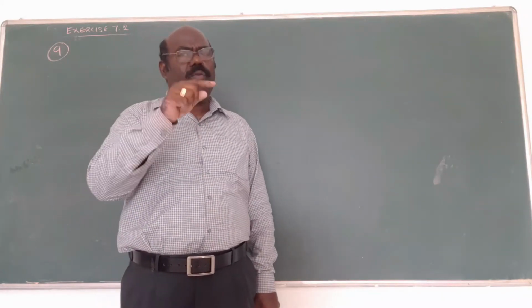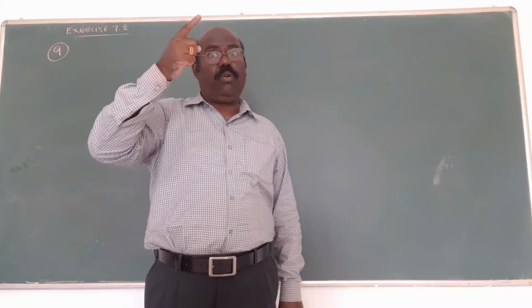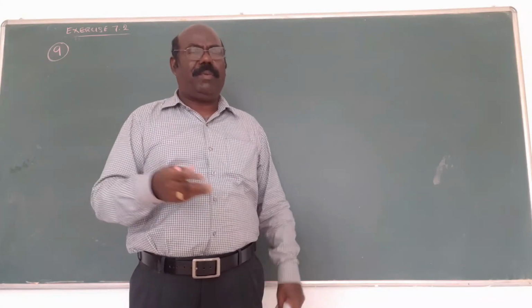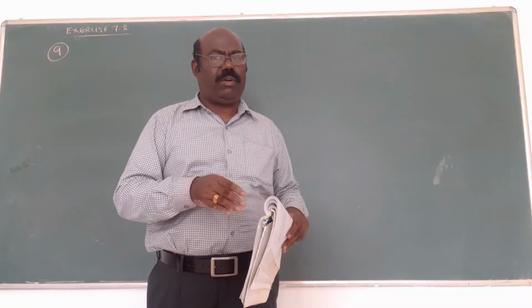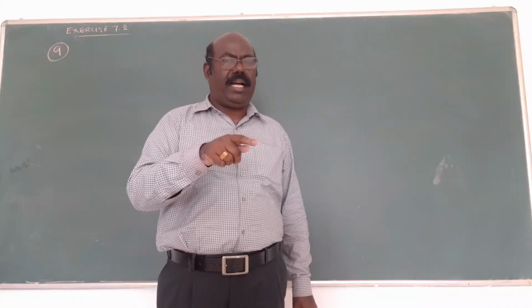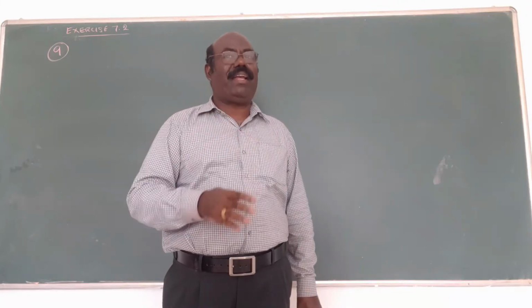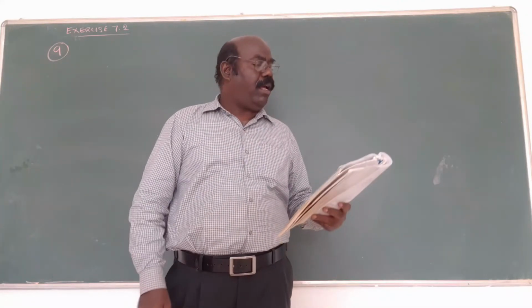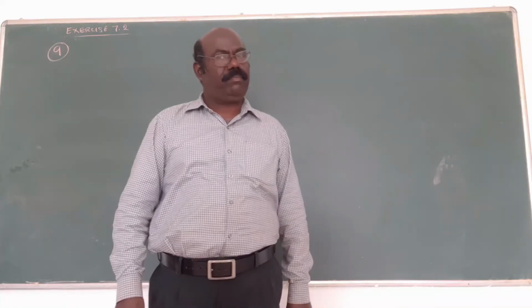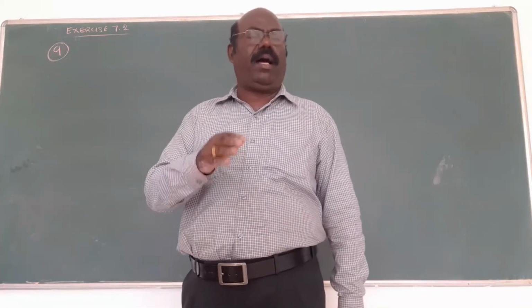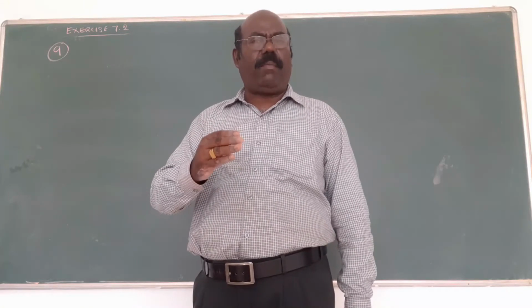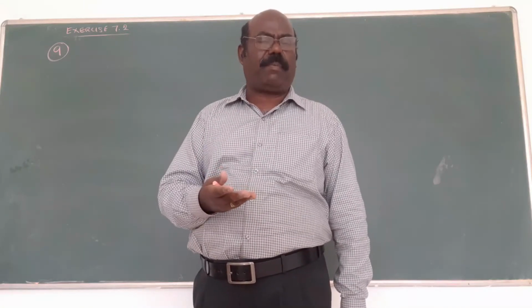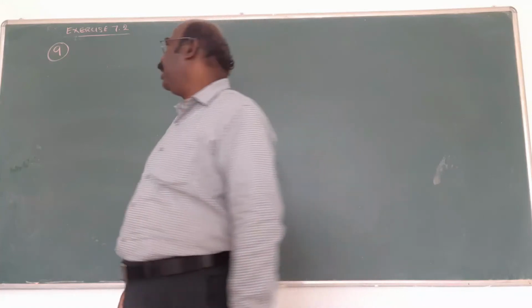What is the formula? 4 by 3 pi, capital R cube minus small r cube. But capital R and small r are not given. What is given? Outer surface area and inner surface area are given. What is the formula for surface area? 4 pi r square is the formula. By using that formula, you will find capital R and small r. After that, write the formula for volume, substitute the capital R and small r values, and you get the answer.